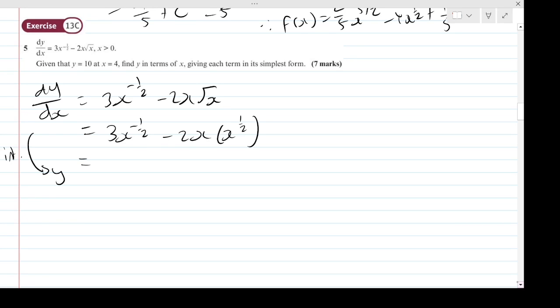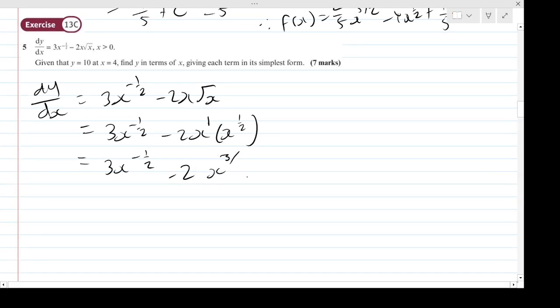What can I do now? Well, I have 3x to the minus a half, then minus 2. Basically what I'm doing here is multiplying x by x to the half. x has a hidden power of 1. So that means I'm doing x times x to the half. I add the powers, so x to the 1 add a half is x to the 3 over 2. Okay, that's my index laws. And now I can integrate, right?